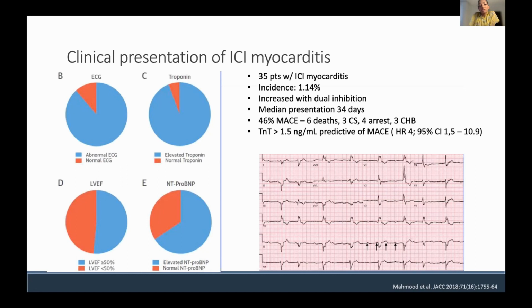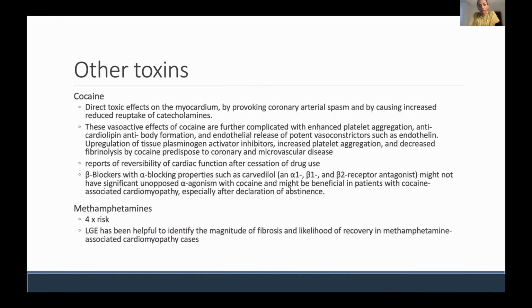A troponin T of greater than 1.5 is predictive of MACE. You can see that most patients had an abnormal ECG, abnormal troponin, abnormal NT-proBNP. Interestingly, about half the patients presented with a normal EF. Checkpoint inhibitor myocarditis is notoriously associated with bradyarrhythmias as well as tachyarrhythmias, and these can be really difficult to manage.